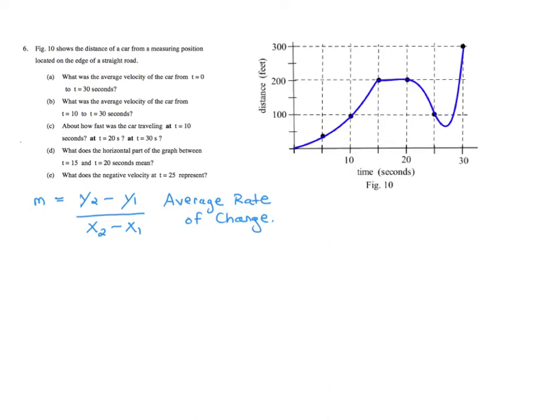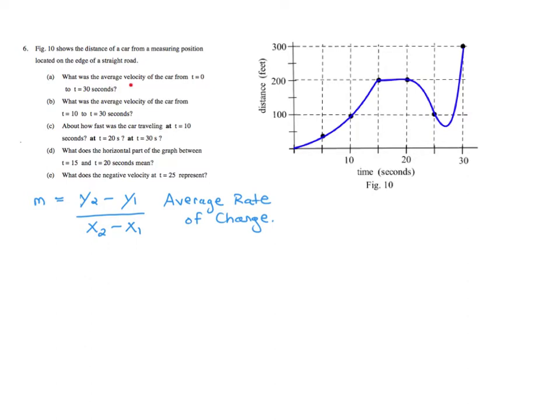For this question, we're going to use the formula for slope to determine the average rate of change between given moments in time. So over here, we have a graph that tells us how far a car has traveled on a straight road. Like at time equals 0, it's 0 feet from a given point. And then over here at 30 seconds, it looks like the car has traveled a total of 300 feet from a given point. So let's look at part A.